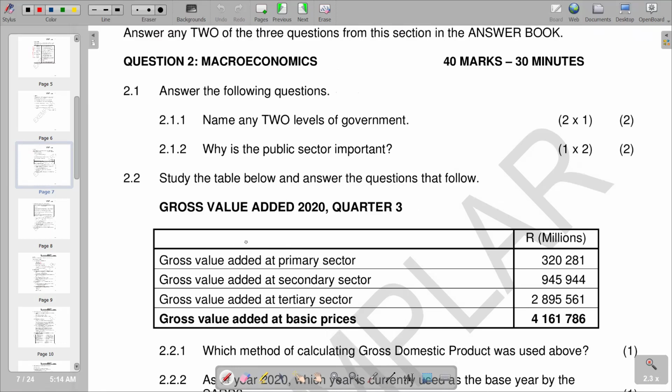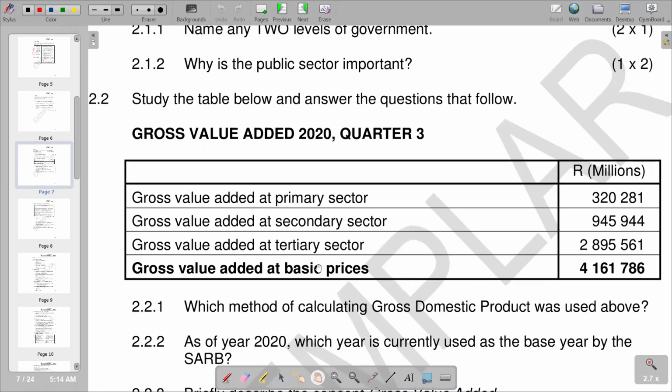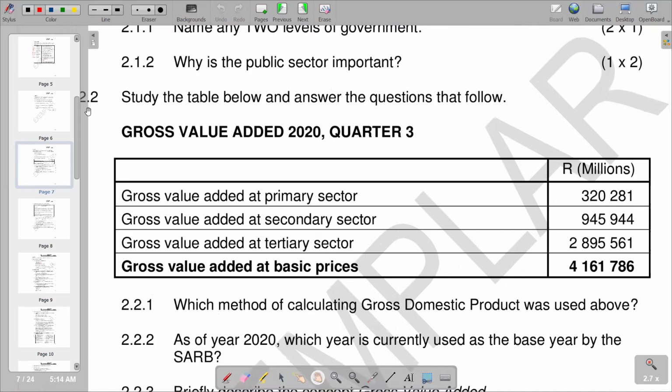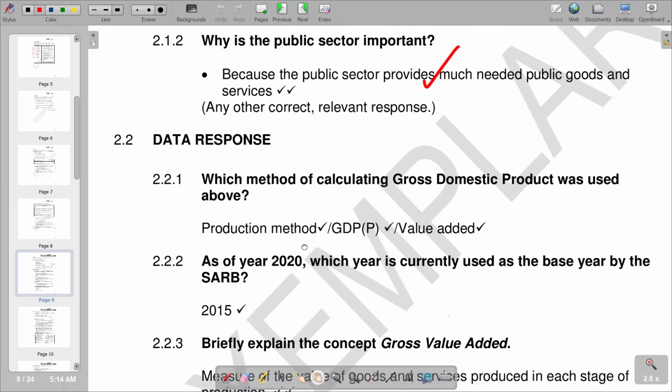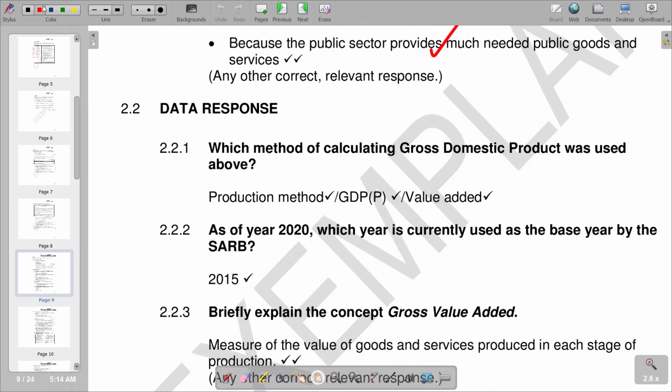Value added 2020 quarter three. So we move on to the table that we're given. We can try to go through and see what we have in terms of the figures that we have there. We've got the gross value added in the primary sector, gross value added in the secondary sector, gross value added in the tertiary sector. Then we've got the gross value added in basic prices. Then the first question reads, which method of calculating gross domestic product was used above? And you'd see that this is obviously the production method, or we can call it the value-added method, as indicated in the other section.